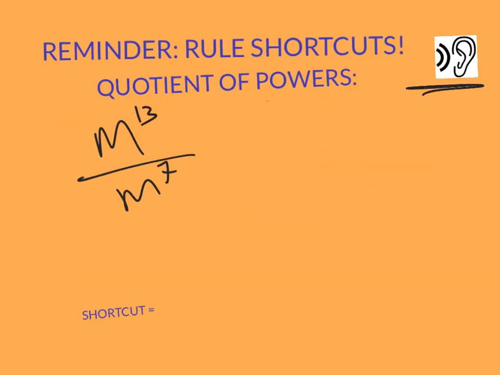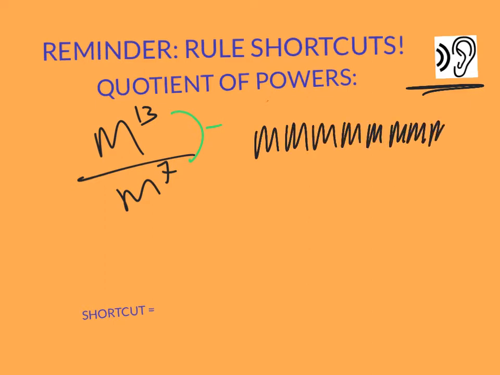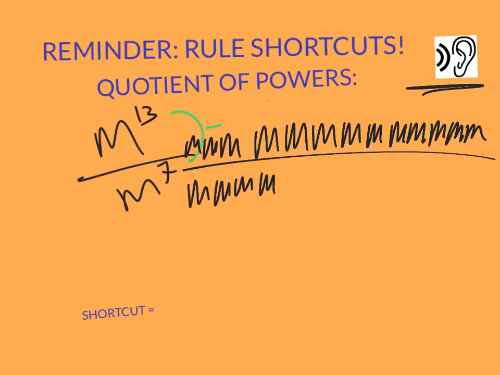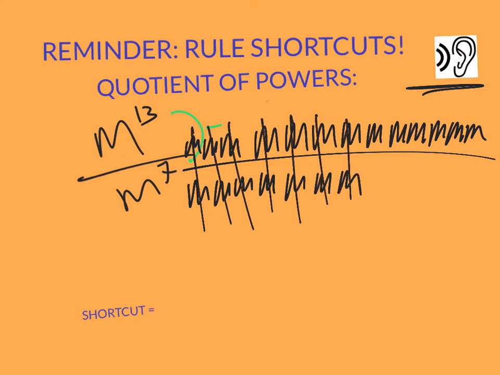For a general reminder, and again, just listening here, we have quotient of powers, and that's when we divide exponents with common bases. We said our shortcut for quotients of powers was to subtract our exponents. Because if we remember, we have 13 m's over 7 m's. Cancel, cancel, cancel, cancel, cancel, cancel, and cancel, because all of those are dividing an m by itself, which equals 1. So all those cancel out.